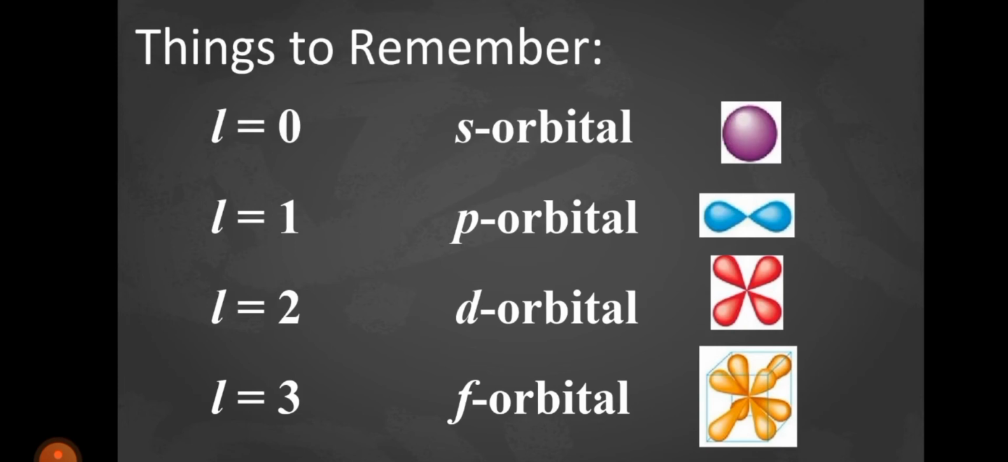Mga bagay na dapat tandaan. Kapag ang L ay 0, then the orbital would be S. At yung shape niya ay bilog lang. Spherical lang yung shape niya. Kapag mas mataas yung value ng n, mas malaki yung sphere. Again, if the value of L is 0, then we have the orbital of S. If the value of L is 1, we have the orbital of P. If we have the value of L as 2, the orbital would be D. And if the value of L is 3, the orbital would be F.